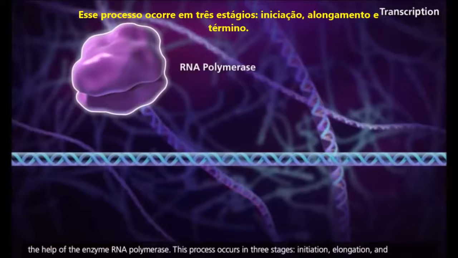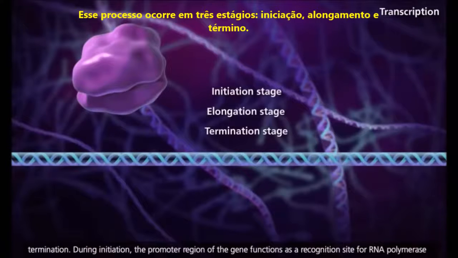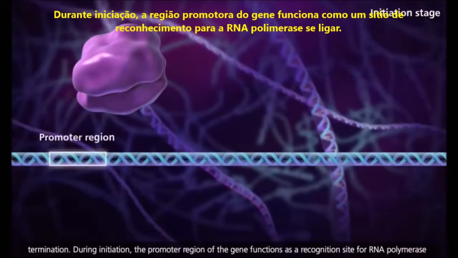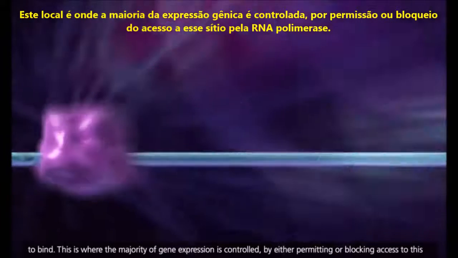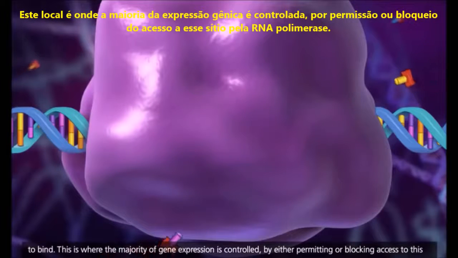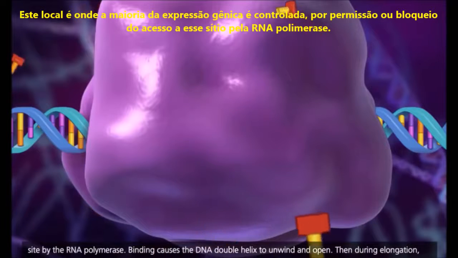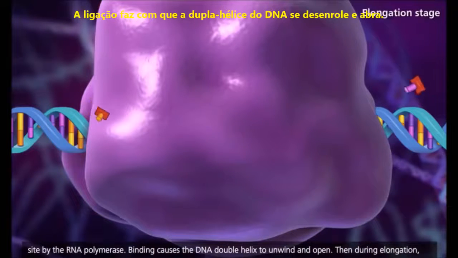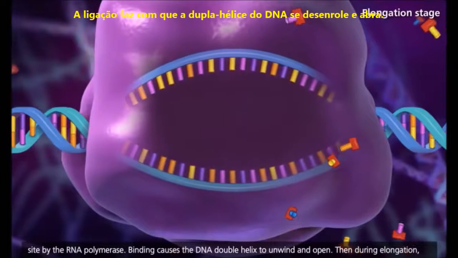This process occurs in 3 stages: initiation, elongation, and termination. During initiation, the promoter region of the gene functions as a recognition site for RNA polymerase to bind. This is where the majority of gene expression is controlled, by either permitting or blocking access to this site by the RNA polymerase. Binding causes the DNA double helix to unwind and open.